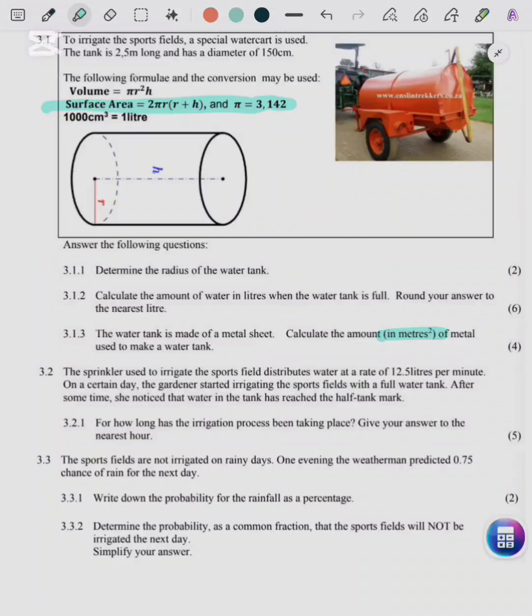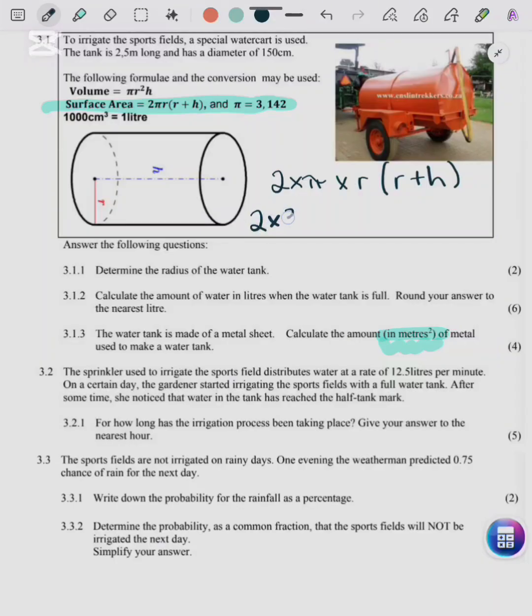The important thing here is the fact that they're wanting it in meters, which tells us all of our values going into that formula should already be in meters. So let's see. We've got surface area is going to be 2 times pi times radius times by radius plus height. So let's fill it all in.